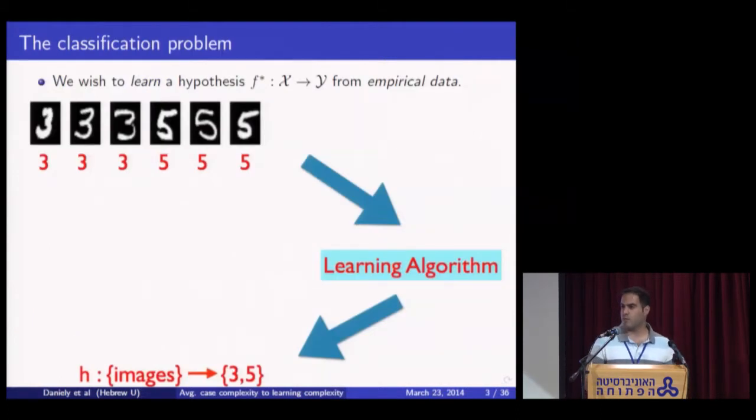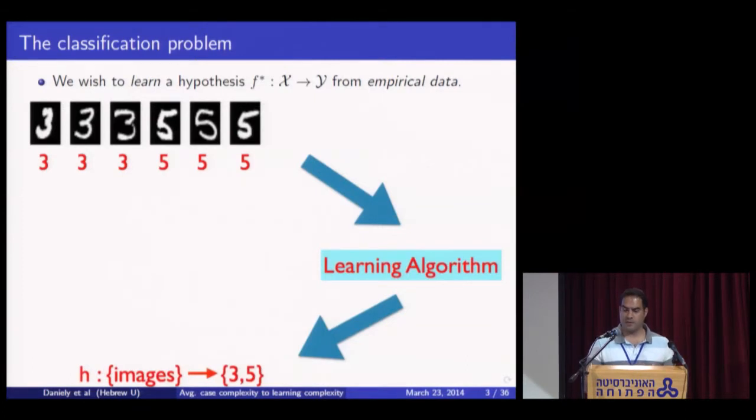Okay, so let's start with explaining what machine learning is. More concretely, I'll talk about classification. In the classification problem, we want to learn a function, which we denote by f star, from some domain X, called the instance space, to another domain Y, called the label space. For example, here is a typical task in machine learning. You want to learn a function that distinguishes between images having the digit 3 in them and images having the digit 5 in them. So this is how it works.